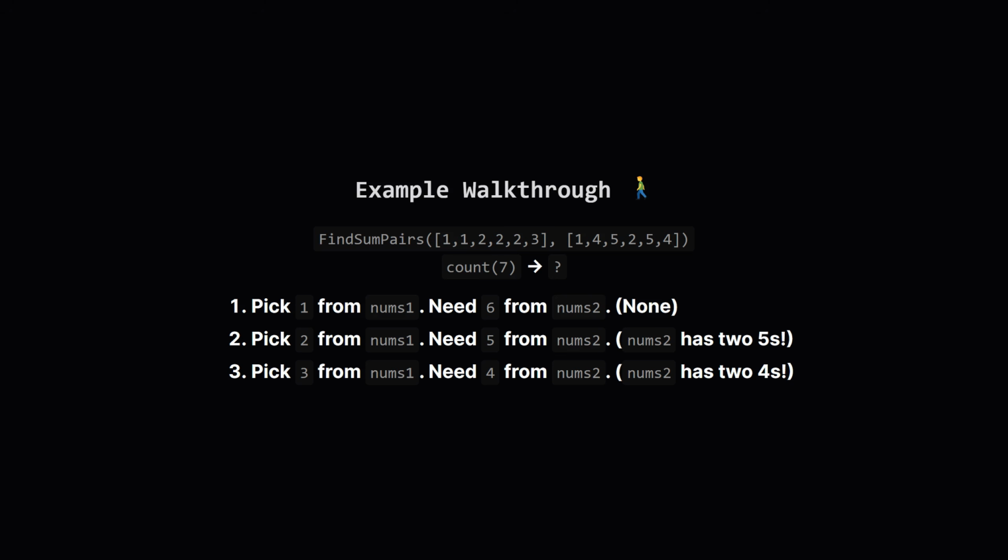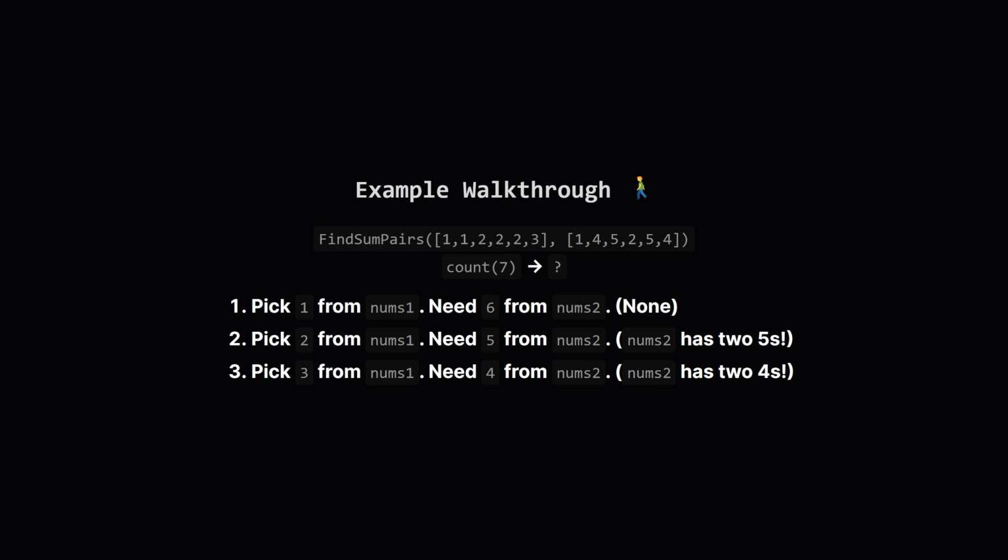Let's walk through the logic with the first example. We're asked to count pairs that sum to 7. So, if we pick the first number from nums1, which is a 1, what do we need from nums2? We need a 6, right? Because 1 plus 6 is 7. Looking at nums2, there are no 6s. Okay, let's try the next number.